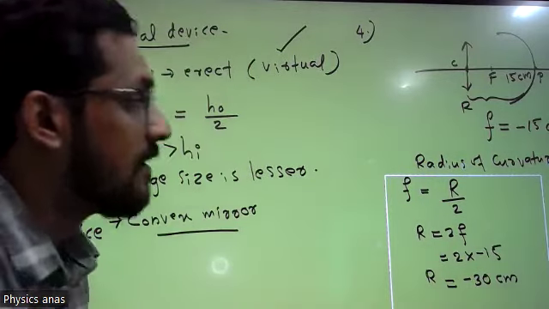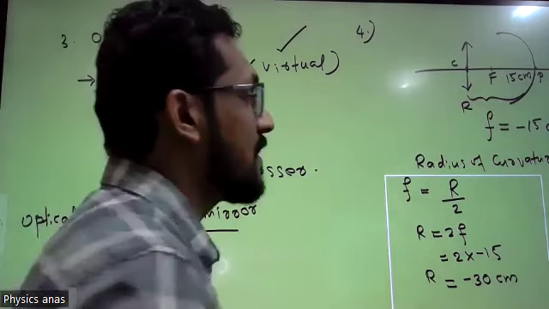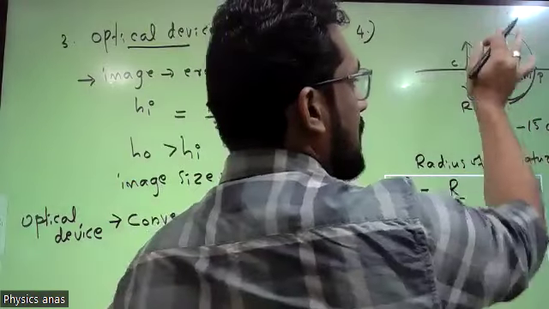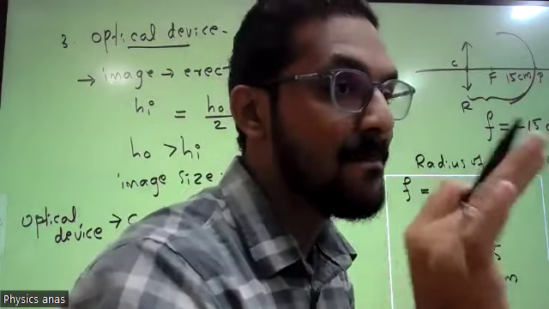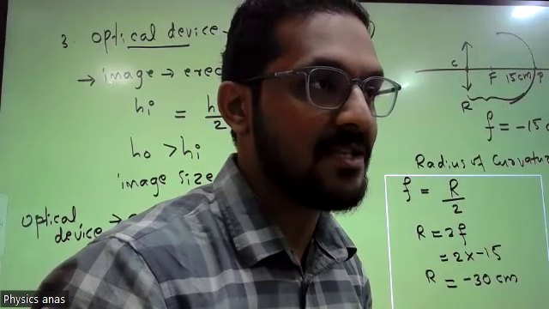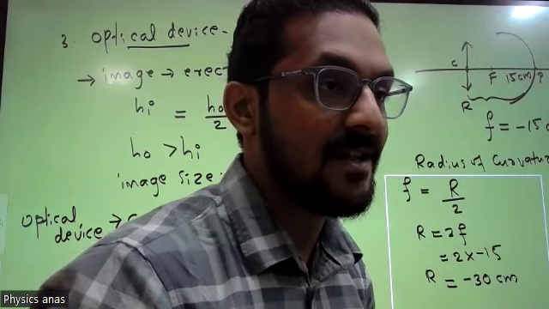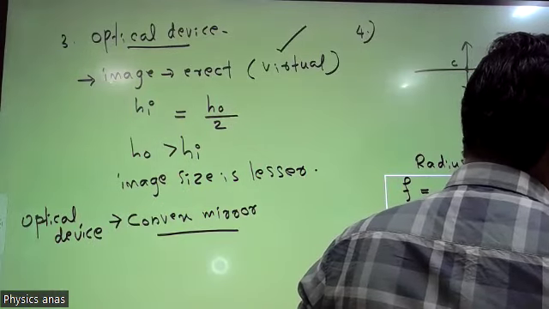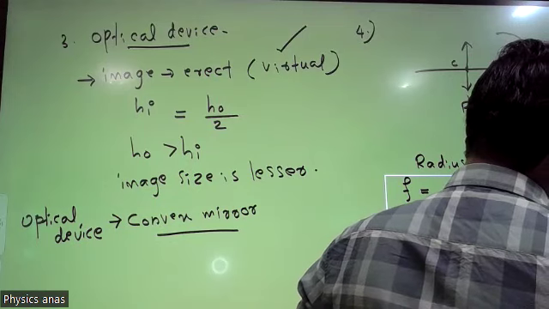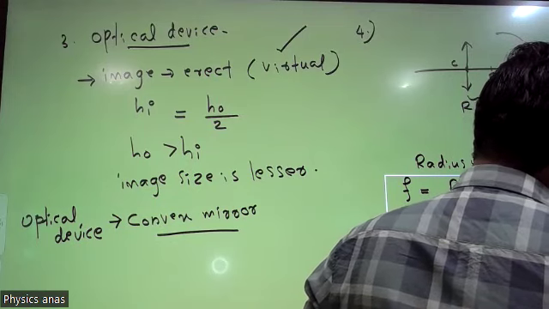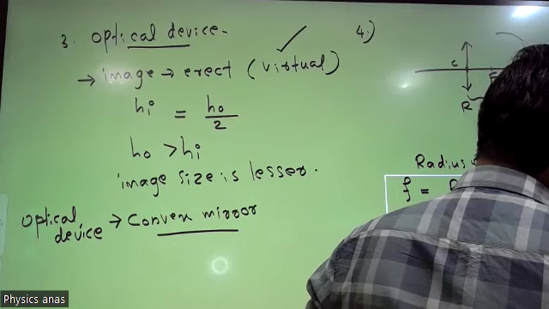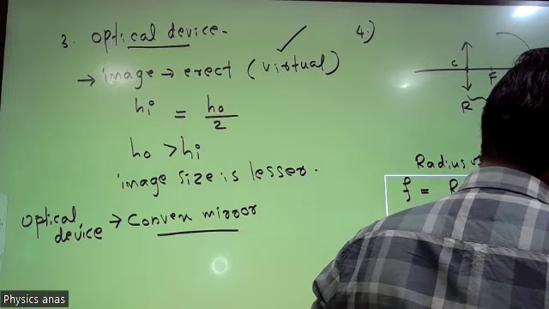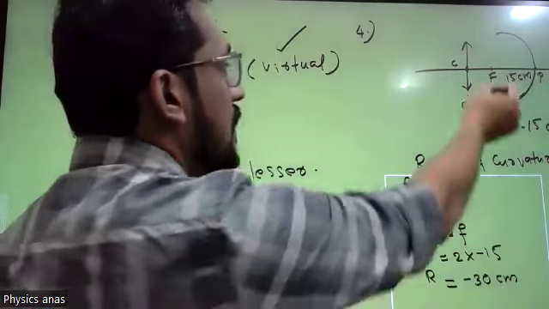What is our question? What is the distance between object and image? We can see that both the object and the image are at the same point. Then what is the distance between object and image? There is no distance, right? There is no distance between object and image.